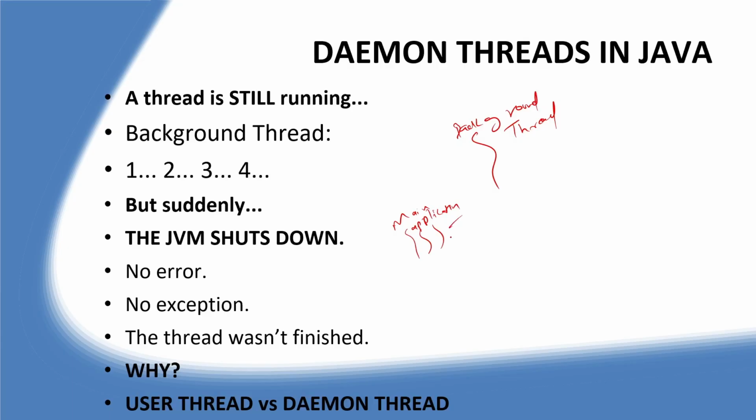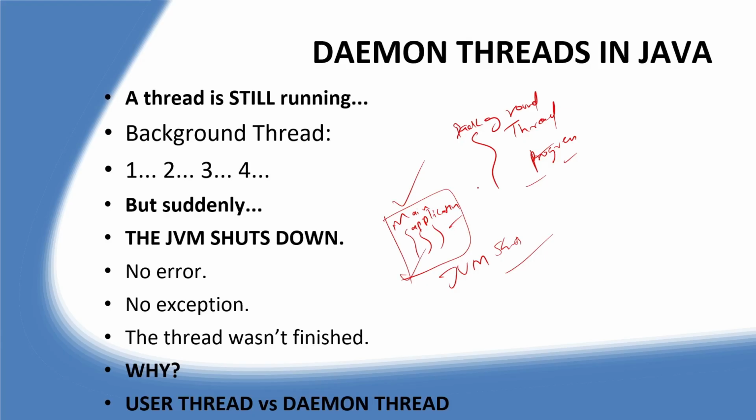Once this thread terminates or finishes its work, the JVM shuts down. The background thread has not completed yet, it is still in progress, but this one is completed. But the JVM shuts down. The JVM does not wait for the background thread to finish. It will only wait for these main application threads.